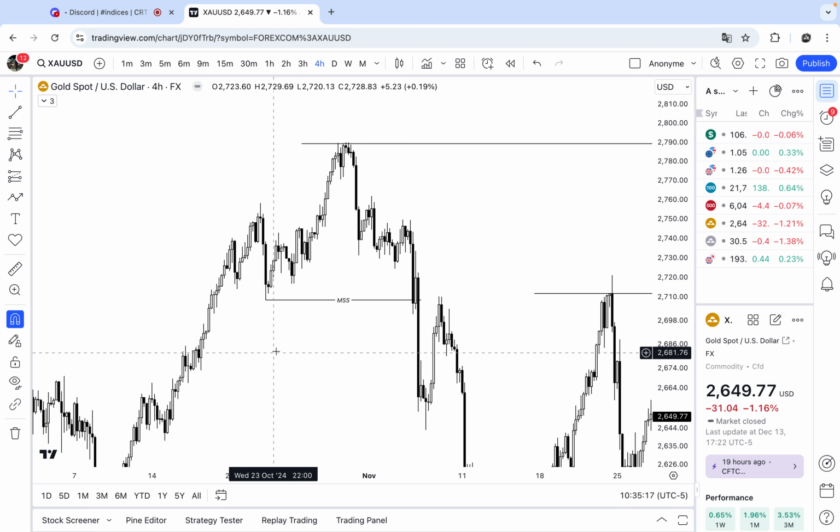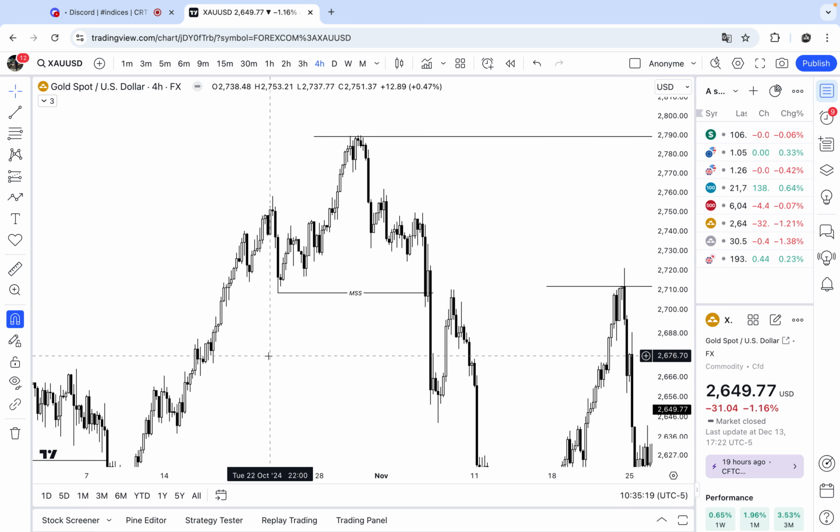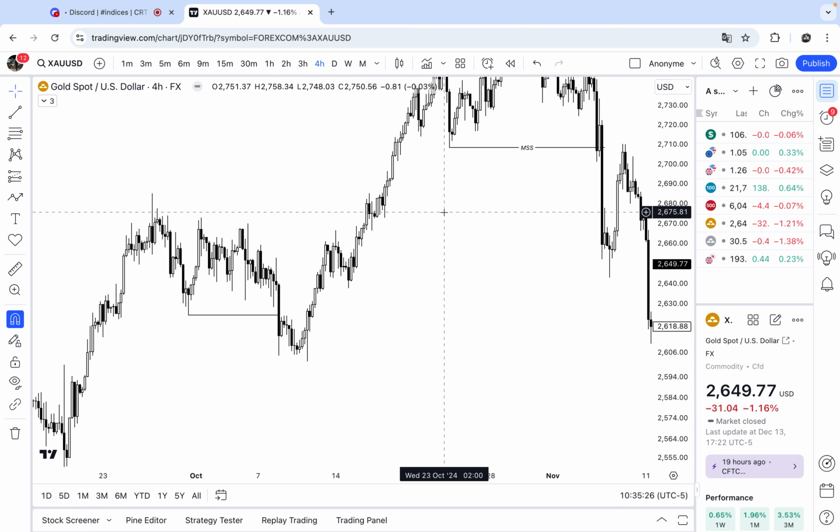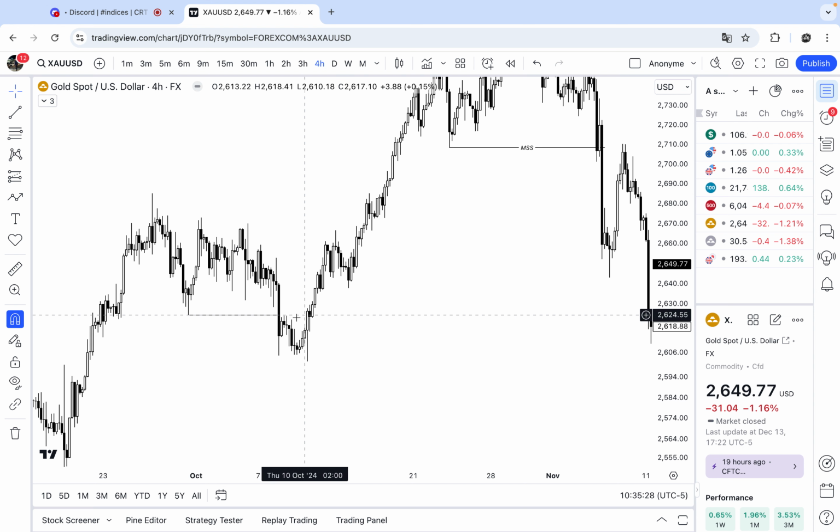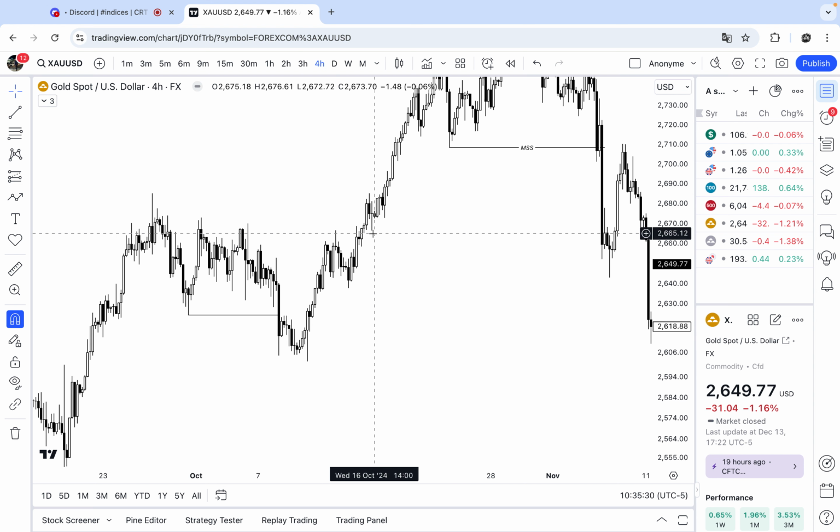Yeah, I think that's where a lot of people get trapped as well. Oh yeah, they're getting trapped a lot. They think this is a market structure shift, they get wrecked. Right?